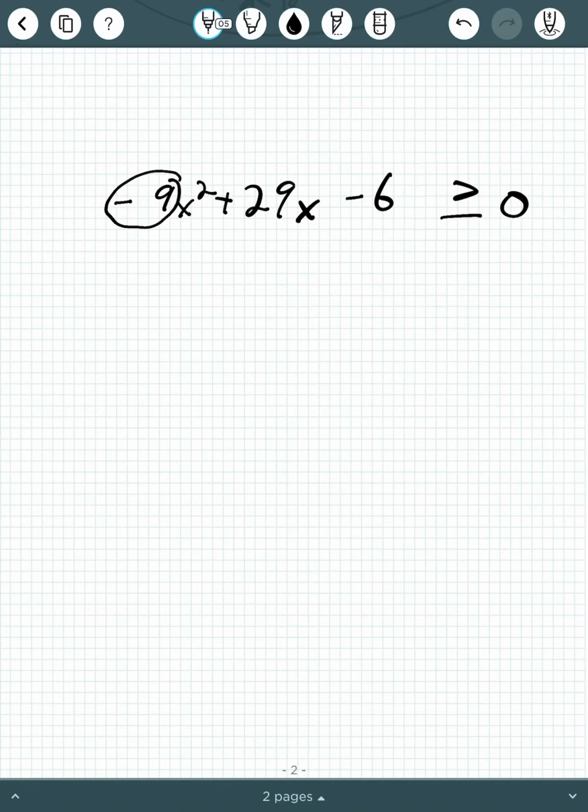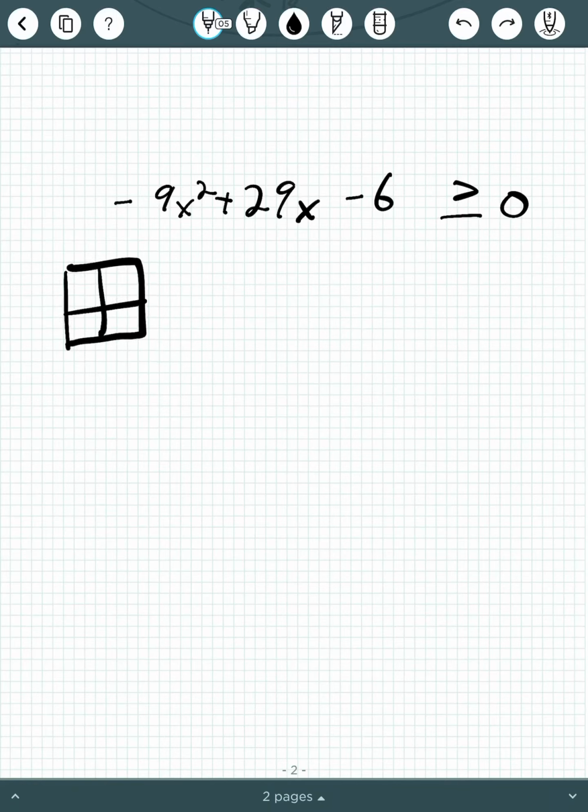So no matter what, even if it doesn't go into 29 or -6 evenly, you have to make that into a 1 and divide the entire equation by negative 9. Because of that, I wouldn't recommend doing that. I would always try factoring first to see if it actually works out with factors.